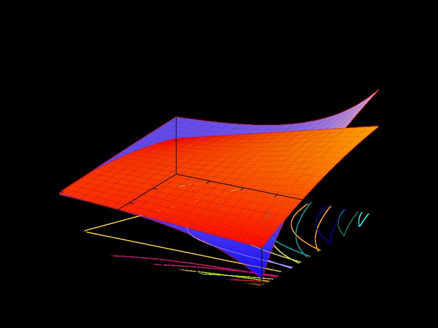Topic: hyperbolic functions. The hyperbolic functions have Maclaurin series closely related to the series for the corresponding trigonometric functions.